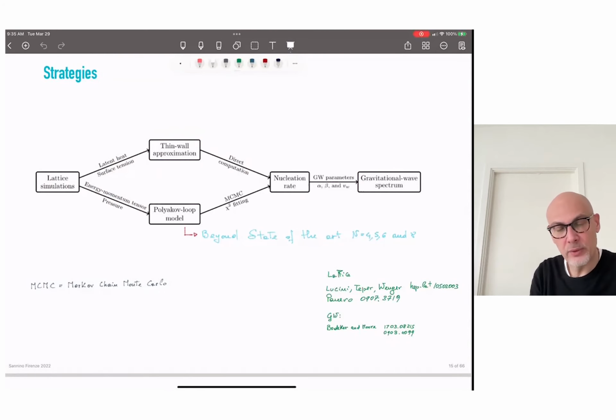There's another way to do that, which is to determine the energy momentum tensor and pressure, which in some cases was given in the lattice. From this, we reconstruct the Polyakov loop model, because you are then able to get the coefficients of the model. And here we went beyond the state of the art, because it was actually not done for 4, 5, 6, and 8 flavors, and then we generalized for arbitrary N. We then do a chi-square fitting via Markov chain Monte Carlo, and eventually calculate the same quantities again. So when we felt that these were very much in agreement with each other, we felt confident that we had an understanding of the gravitational wave spectrum.